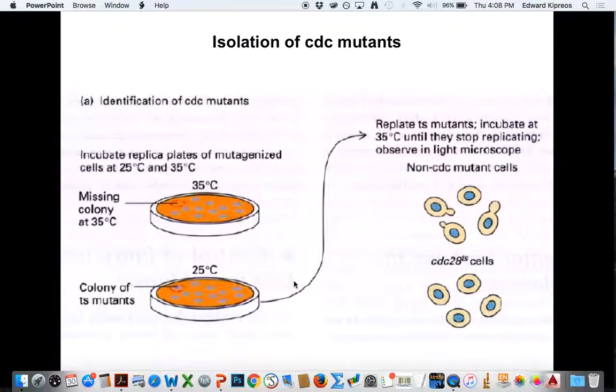Initially, because you're looking for temperature-sensitive mutants, and most mutations are not going to be temperature-sensitive, you're going to mutate the yeast randomly, and then first get your hands on all the temperature-sensitive mutations. And then once you have those, you're going to test to see if they're cell division cycle mutants. So what would be a reason why you'd want to first get temperature-sensitive mutants? Why would you want to do that? Why would that be important?